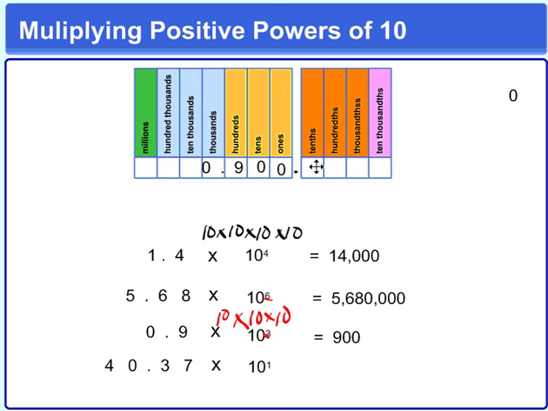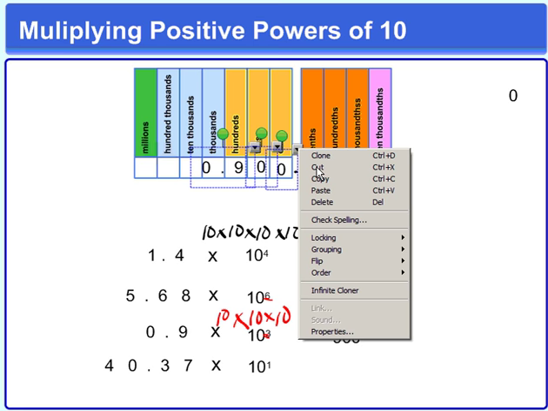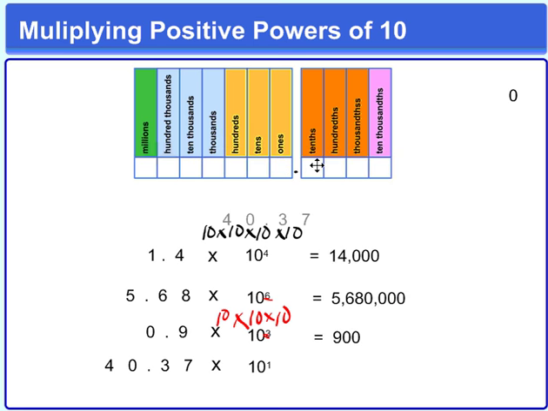And then let's take 40 and 37 hundredths and do the same thing. We have 10 to the 1, which is just one movement, and we have 403.7. So we're multiplying by 10. We're basically moving to the left, increasing it by that many times 10.